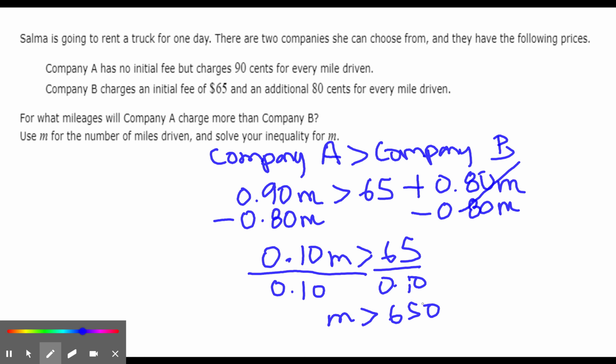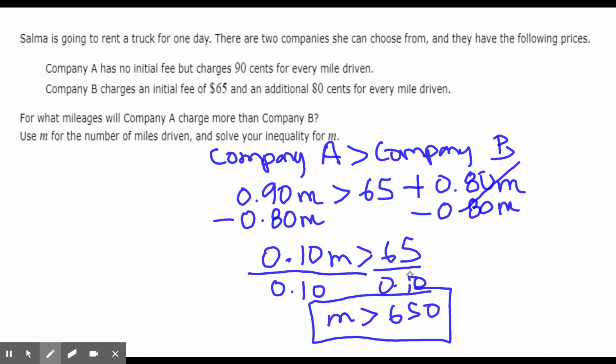And there is the final solution. The miles must be greater than 650 for Company A to cost more than Company B. Did you get that right or wrong? And what mistake did you make if you got it wrong?